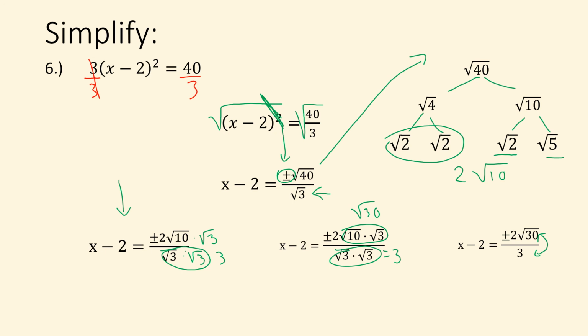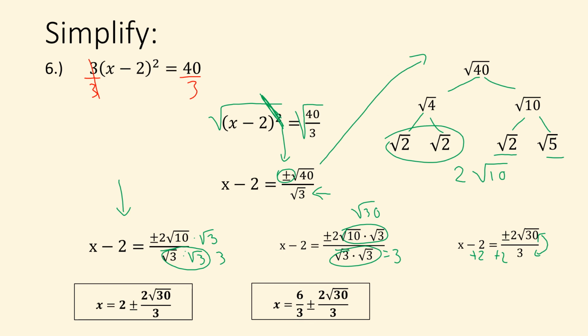Last step, move this 2 to the other side. So we're going to add 2 to both sides. x equals 2 plus or minus 2 radical 30 over 3. That's a fine answer. You're done. If this were a standardized test like the SAT, they might make it into one fraction. So they would give it a common denominator, change that 2 to 6 over 3, and then make it into one big fraction, 6 plus minus 2 radical 30 over 3.